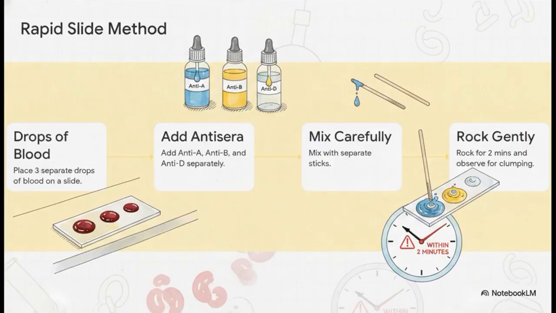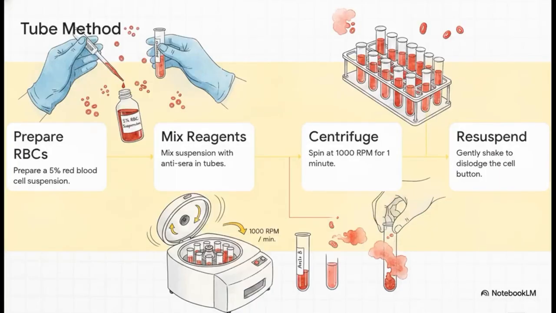You must read that result within 2 minutes. If you wait any longer, the edges of the liquid start drying out, which actually mimics the look of real clumping and creates a disastrous false positive. Now, for maximum precision, labs switch over to the gold standard tube method.